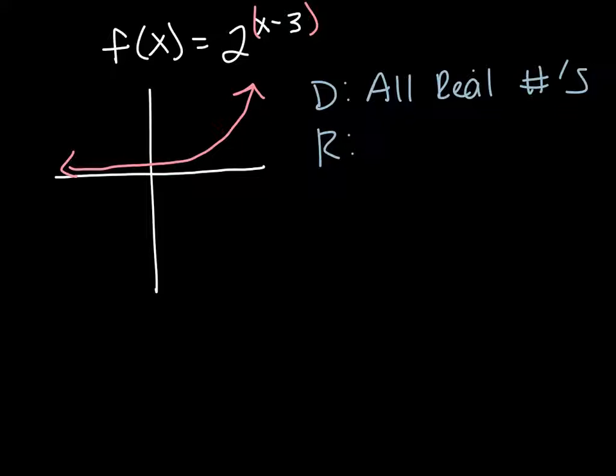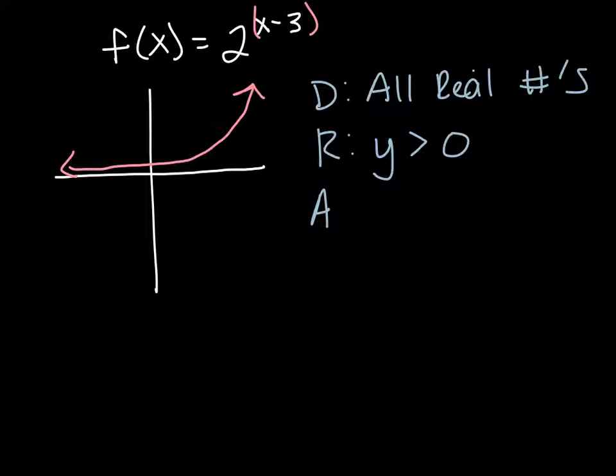Range. Range is always the y values. So make sure when you're looking at the range, you're choosing y is greater than or less than, not x. It's x would turn the graph completely differently. Okay, so range looks like all of my numbers are above 0, so my range is greater than 0.